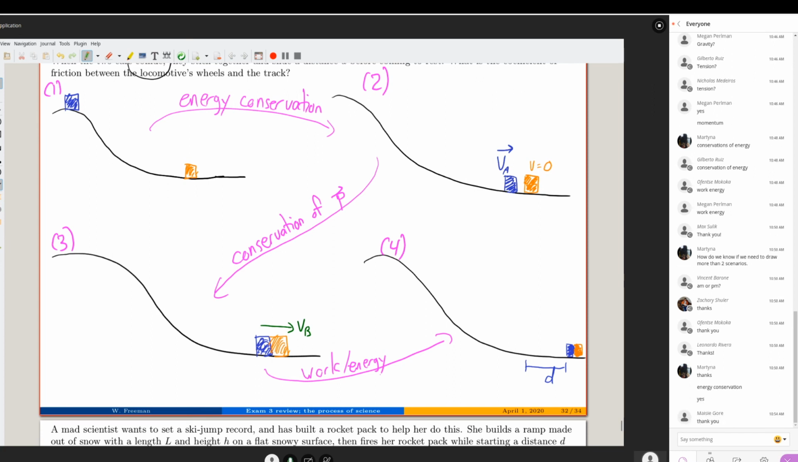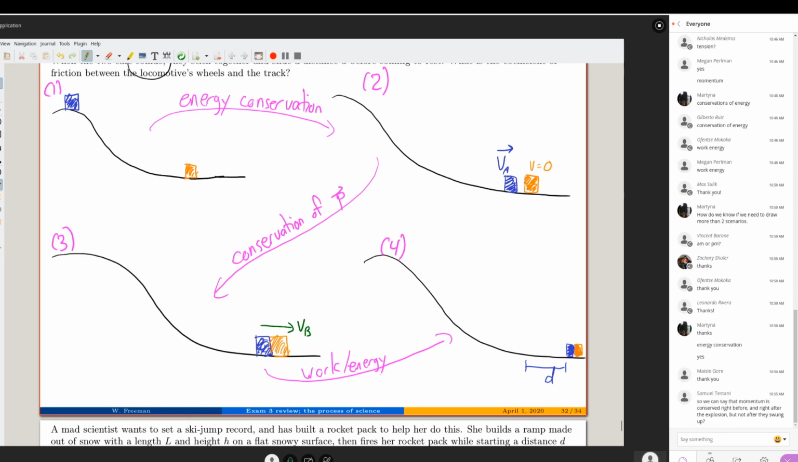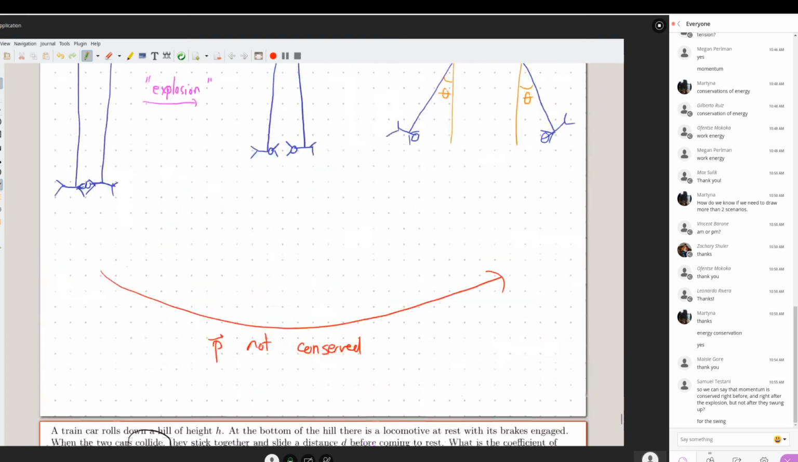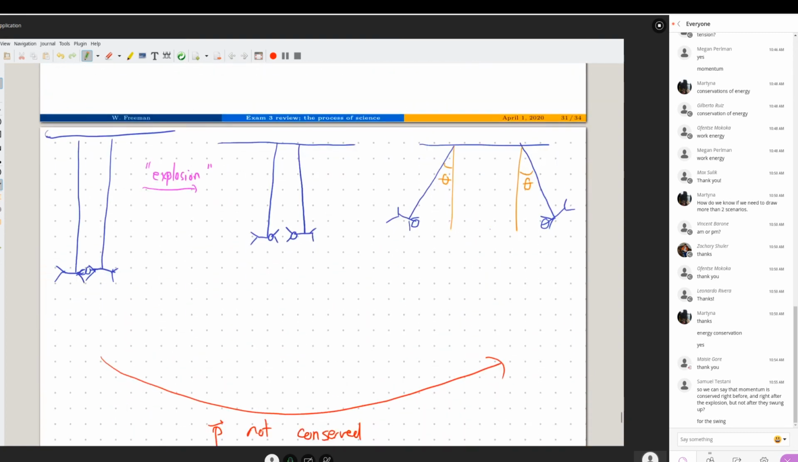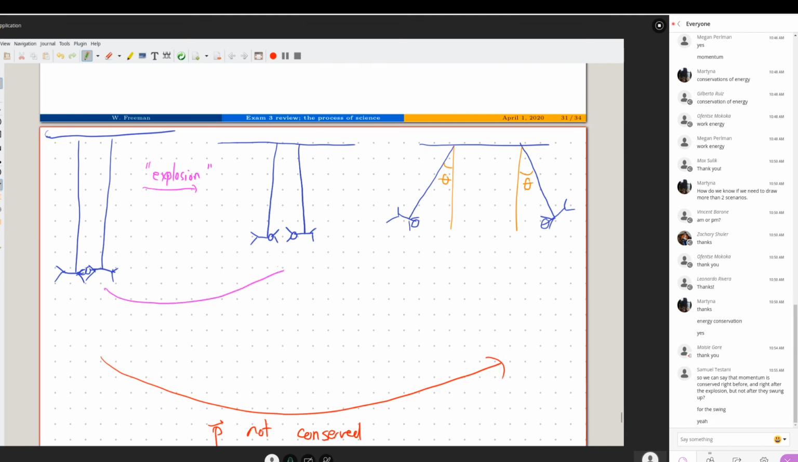Yeah, drawing, it's almost always whenever you have a collision and something else is the insight there. Yes, Samuel. So Samuel, you're thinking again about this problem? Yeah, exactly. Momentum is conserved here, but here it is not.